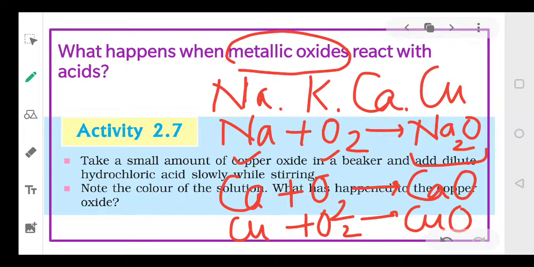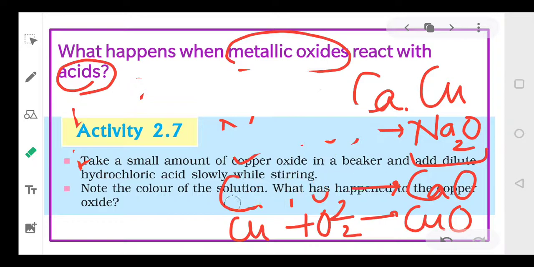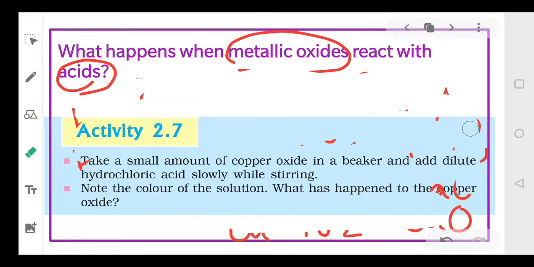What is a metallic oxide? The oxide of metal. Next is acids like HCl, H2SO4. These are acids. Clear everyone? Now we'll try to answer the question. The question is, what happens when metallic oxide reacts with acids?